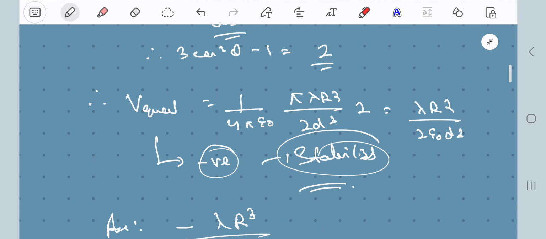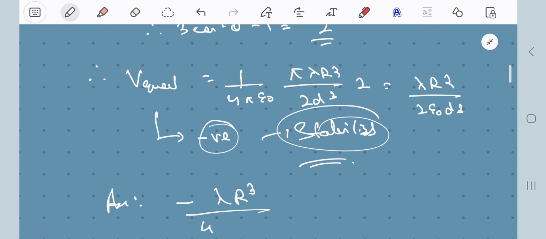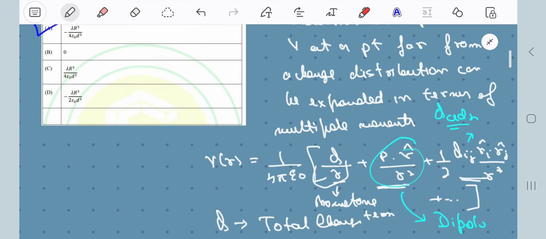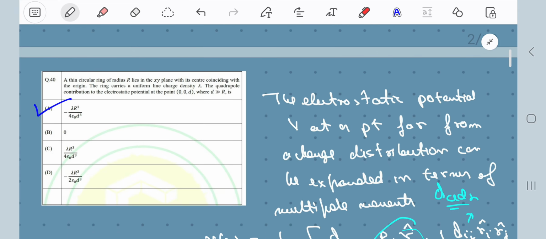Right, so our calculation is correct, right? So I have a 2 there. These 2 and these 2 cancel out, right? The pi and pi cancel out. Okay, so I think I have written it wrong, okay, right? So this should be 4. Fine. So minus 4, and then you should have epsilon naught d cube. Yeah, so this should be your correct answer. I did a calculation mistake, I guess. Yeah, so option A is the correct answer.